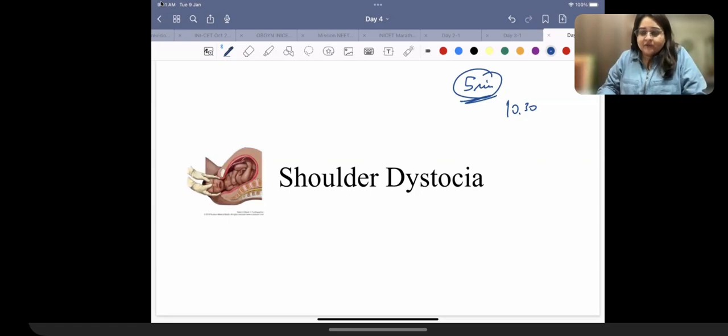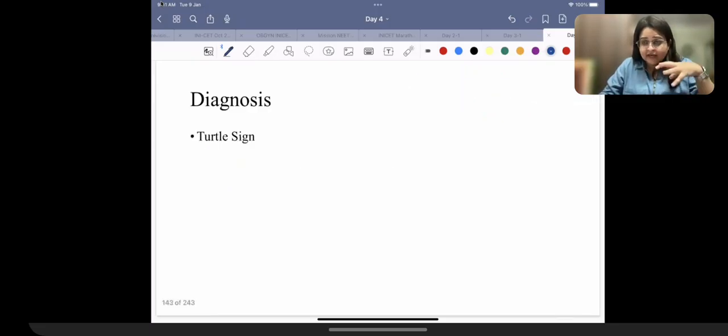Okay. So now we go to a very important topic. It's a very small topic, but it's a very important topic, that is shoulder dystocia. Now, shoulder dystocia, what is shoulder dystocia? It is when the head comes out, but the shoulders get stuck. You can't deliver the shoulders. So it's a very scary situation.